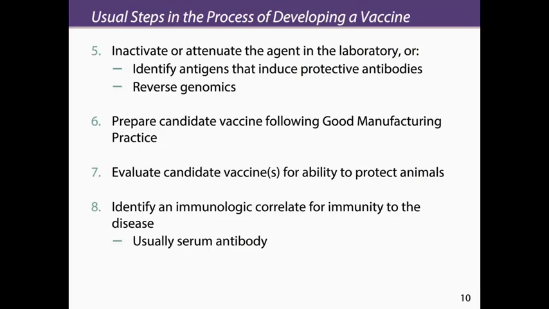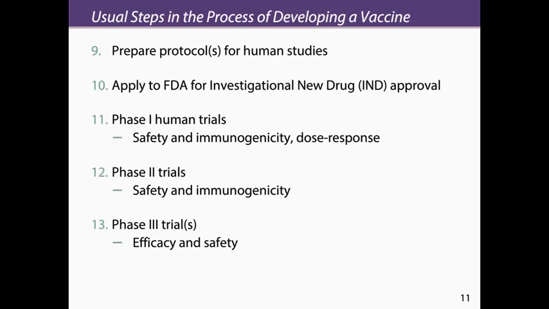Then, if you have an animal model, you evaluate the candidate vaccine for its ability to protect that animal against infection or disease, and ideally identify a measure or an immunologic correlate of immunity against the disease, so you know how much of an immune response you need in order to protect that animal. We often don't have that for humans at the time when the clinical trials are begun.